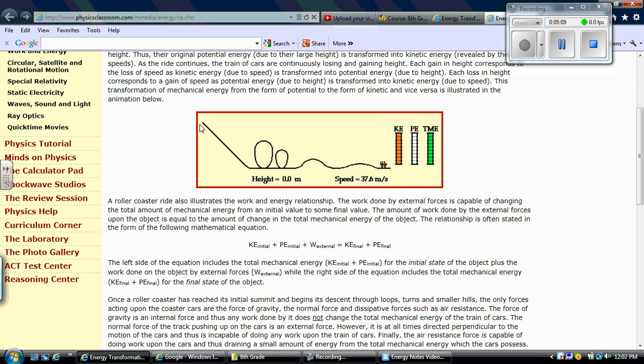So let's watch that again. High potential starts to decrease, kinetic is increasing. Highest kinetic, then potential energy increases and kinetic energy decreases. It starts to go up, potential, kinetic.